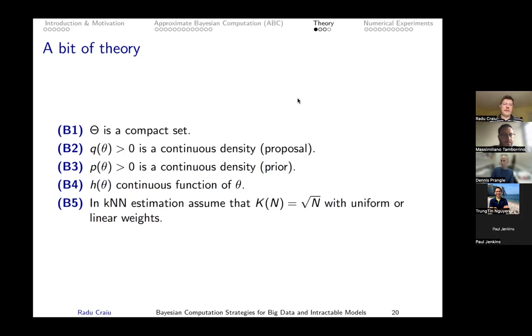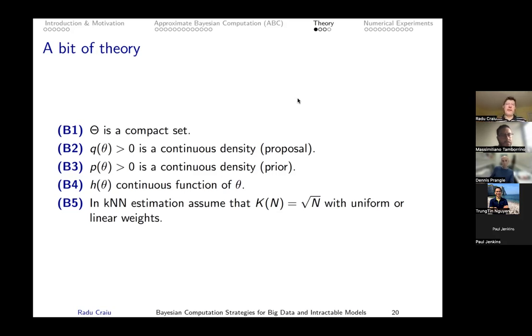Here, the theory I present assumes that I is a compact set. From this point of view, we could think about adaptive MCMC as well, with some problems with diminishing adaptation, but that's maybe for the discussion. We assume Q is a continuous density. That's a proposal. That's not a problem. The prior is a continuous density. H of theta is a continuous function of theta. In the paper, we have other conditions that lead to this.